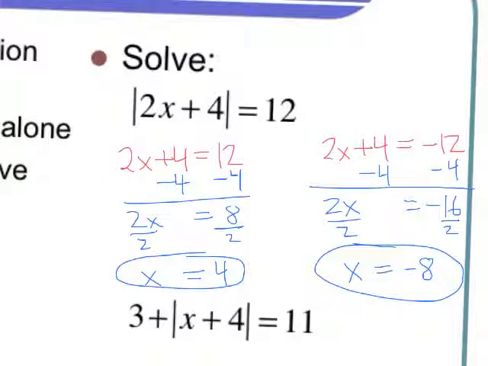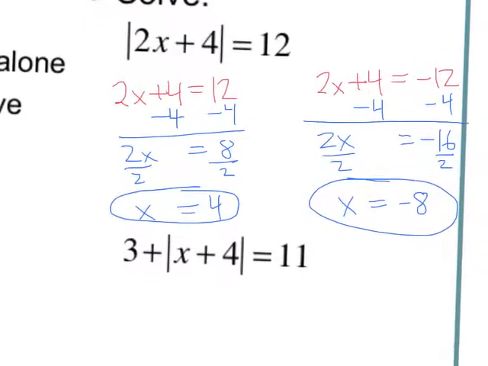And you can always check if these are solutions by going back to the original problem and plugging them in. If I plug in a 4, 2 times 4 is 8. 8 plus 4 is 12. And of course, the absolute value of 12 is 12. The other one might be a little more challenging. When we plug in a negative 8, 2 times negative 8 is negative 16. Negative 16 plus 4 is negative 12. And the absolute value of negative 12 is also 12. So yes, those are both solutions.